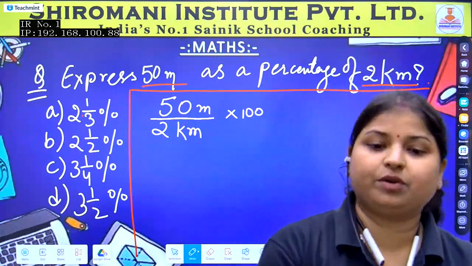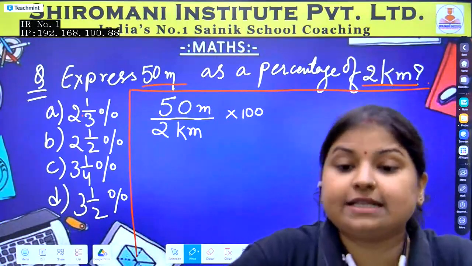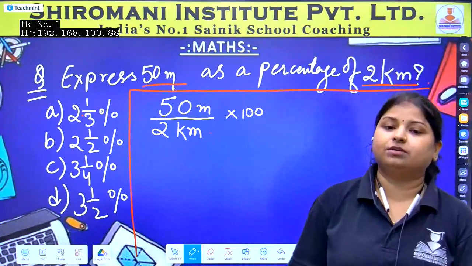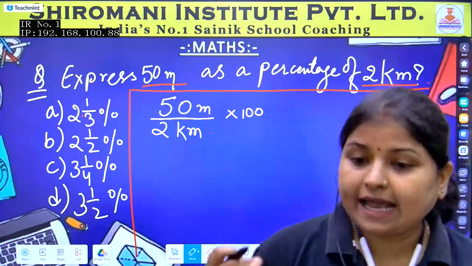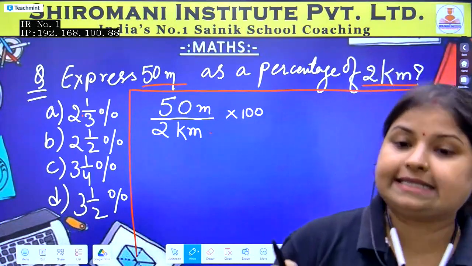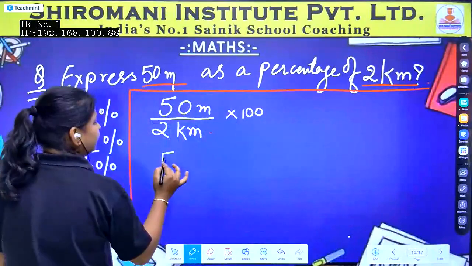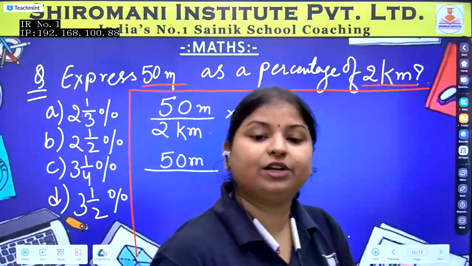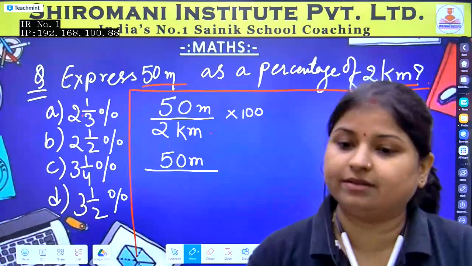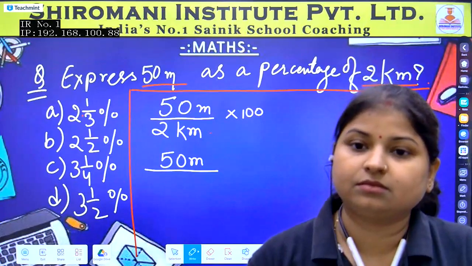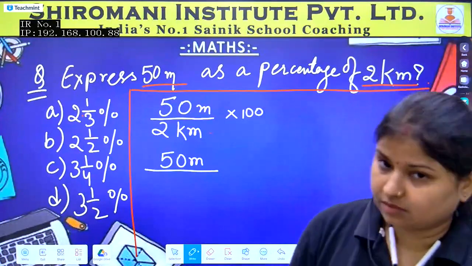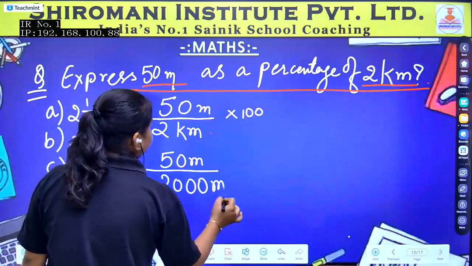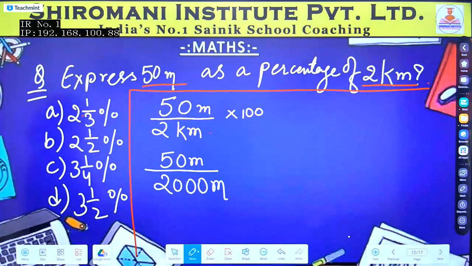So the first thing you have to do, beta, is see whether the units are the same or different. I can see that one is in meter and another is in kilometer. So what shall I do? First step is I have to make the units the same. 50 meter is already in meter. This 2 kilometer I can easily convert into meter. 2 kilometer is how much meter? Tell me quickly. 2000 meters. Yes, 2 kilometer is 2000 meter, right?